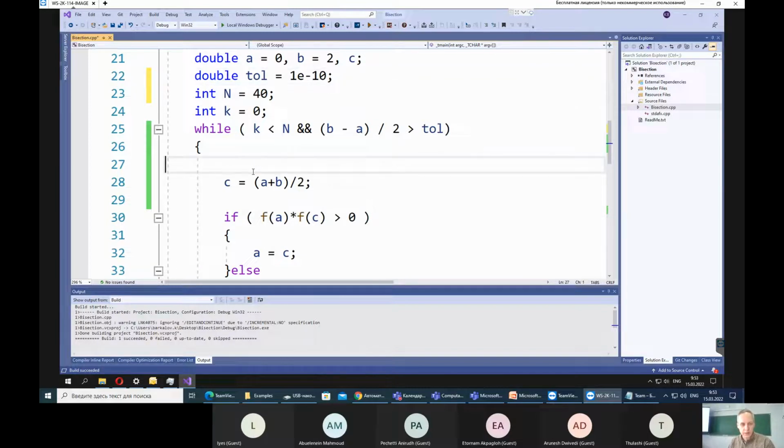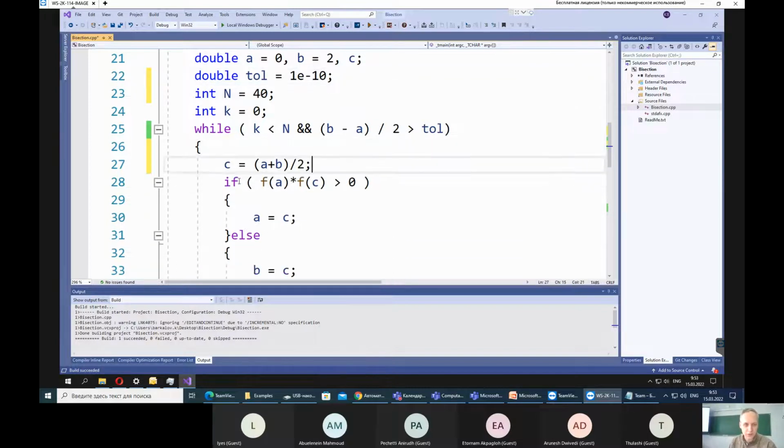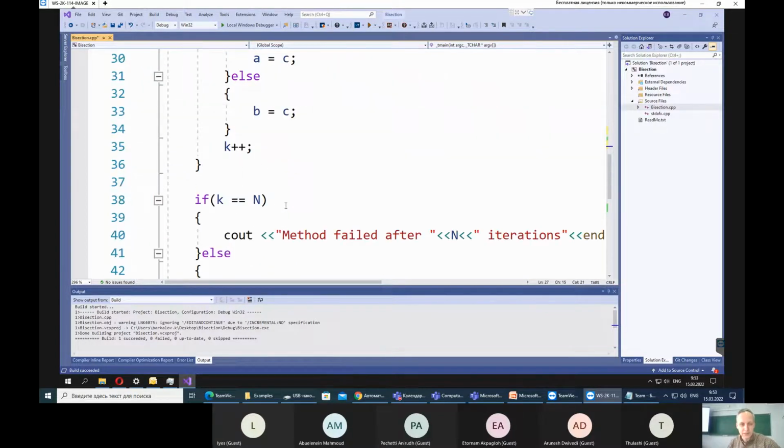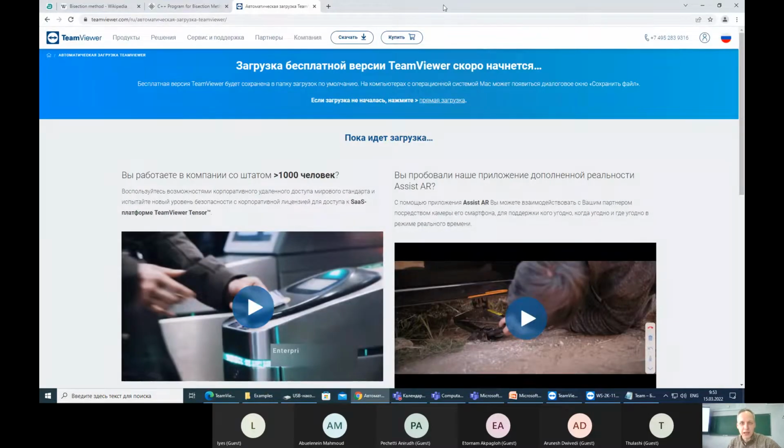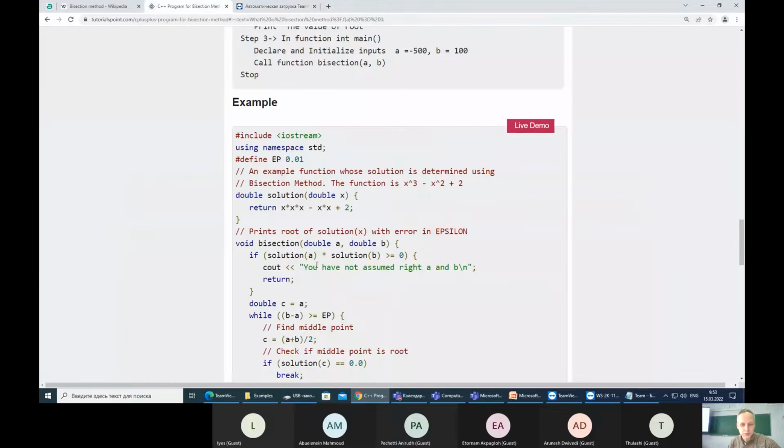Again, I say that this solution you can find in the video file. I will send you the video of this lesson. And also you can find any other solution. Just type bisection method C++ and you can find it. Of course, this solution is slightly different from my solution, but the idea is the same.